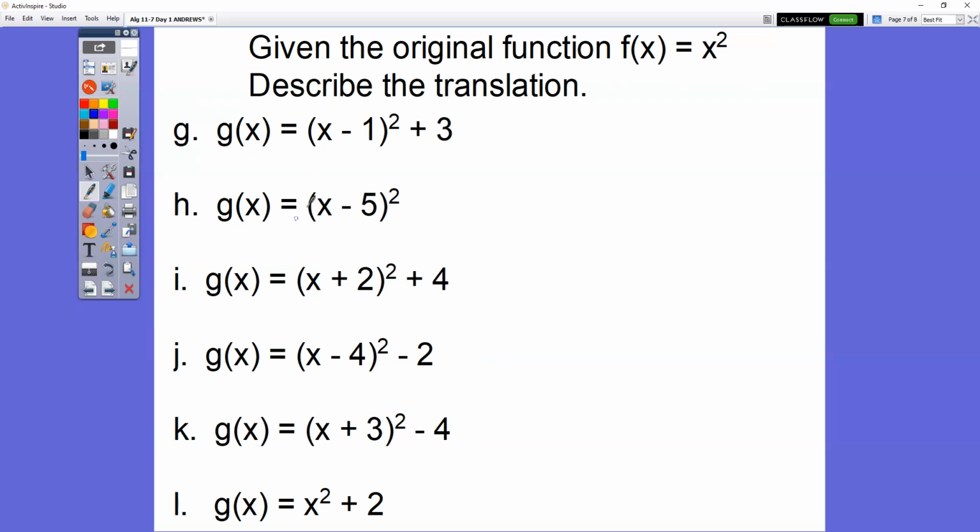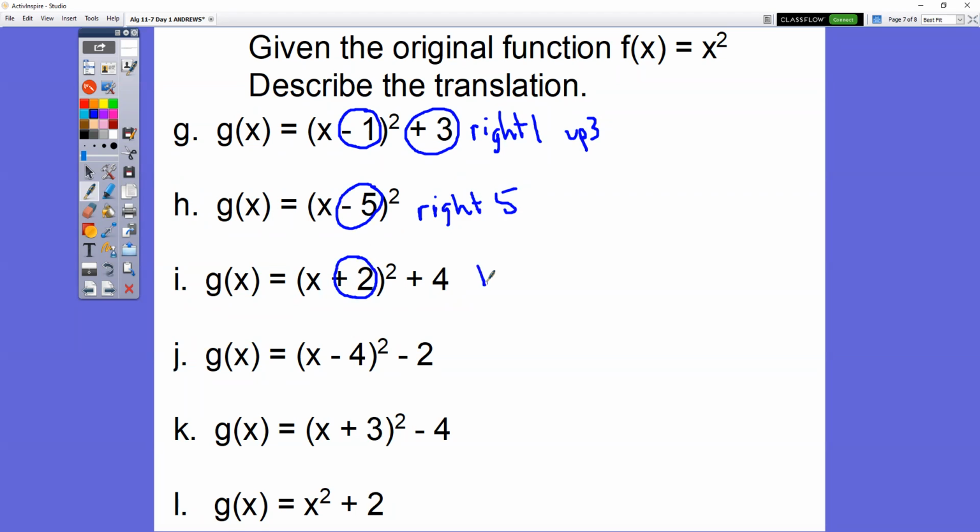So let's take a look at these. You're subtracting 1 just from the x and you're adding 3 to the whole entire thing. So subtracting 1 just from the x is going right 1. Adding 3 to the whole thing makes it go up 3. Subtracting 5 just from the x makes it go right 5. Adding 2 just to the x makes it go left 2. Adding 4 to the whole thing makes it go up 4.